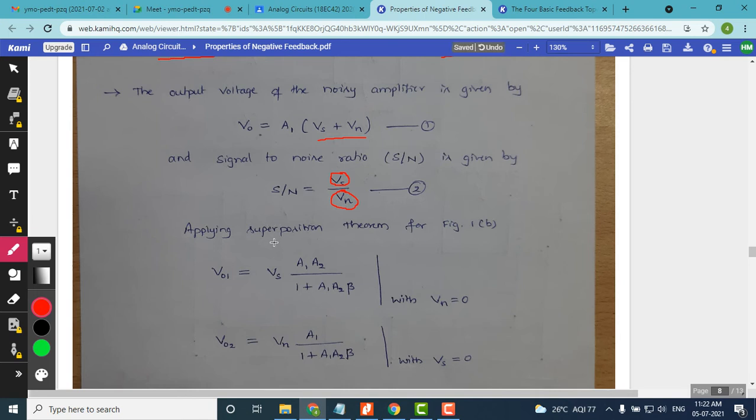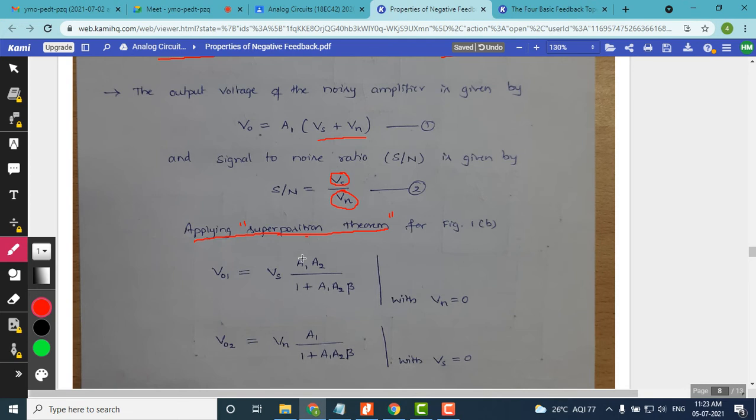Now let us apply the superposition theorem for that. I hope you are familiar with the superposition theorem. Whenever we have multiple sources in a network or a circuit with various elements, it is required to apply the superposition theorem. It comes into play only when there are multiple sources. What the superposition theorem says is that only one source has to be active at a time. Then we measure the output voltage with one source acting at a time.